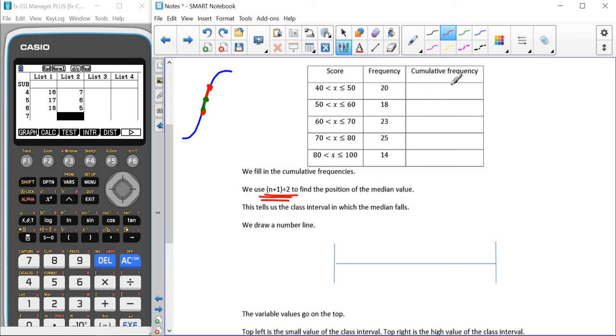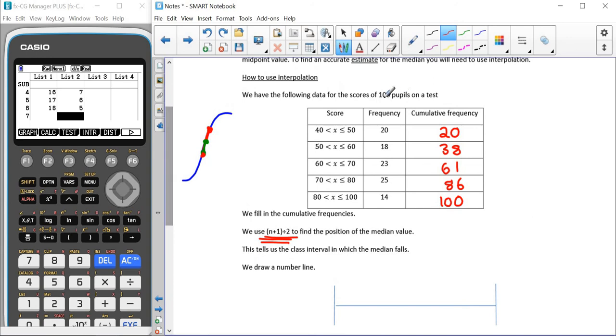We're going to have to start by filling out a cumulative frequency. So for this one here, it would be 20, 38, 61, 86 and 100. Always double check if you were told how many there were. We were told here that there were 100, so I can tell that I've done my cumulative frequency correctly. If we're using (n+1) divided by 2, that would be 100 plus 1 divided by 2, which gives us 50.5, which means my 50.5th piece of data is my median piece of data.